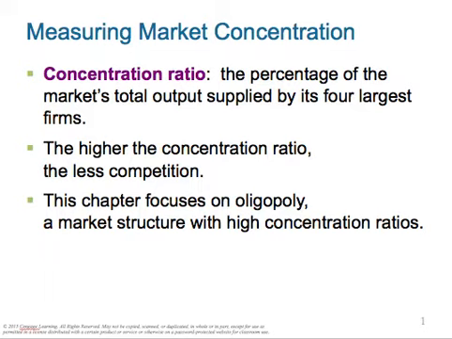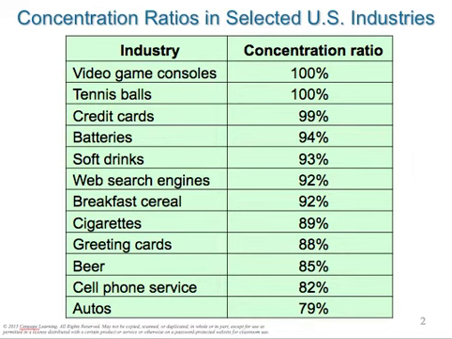This chapter focuses on oligopoly, which is a market structure with high concentration ratios. Just think a few firms providing everything in the market. Now, taking a look at some concentration ratios in selected U.S. industries as reported by the U.S. Census Bureau and the Federal Trade Commission.